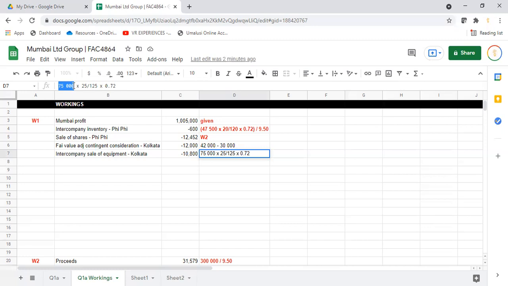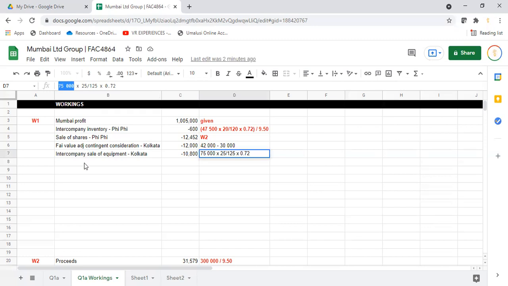So from the group perspective, depreciation is overstated. Therefore, we need to reduce depreciation. By reducing depreciation, we are reducing an expense. By reducing an expense, we are increasing profit or loss.